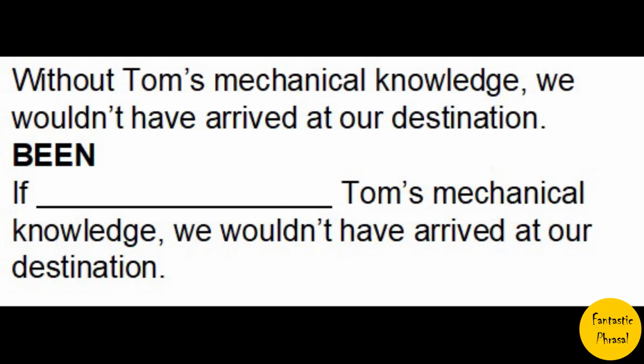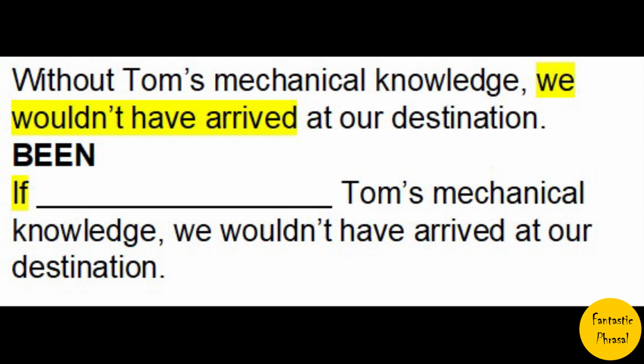On to question 5. Without Tom's mechanical knowledge, we wouldn't have arrived at our destination. The key word is been, and the second sentence is, if blank, Tom's mechanical knowledge, we wouldn't have arrived at our destination. The first sentence talks about the past, and the second sentence begins with if, so we can assume that it will contain a third conditional.